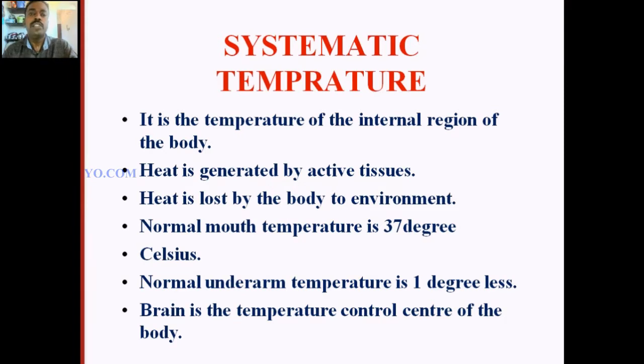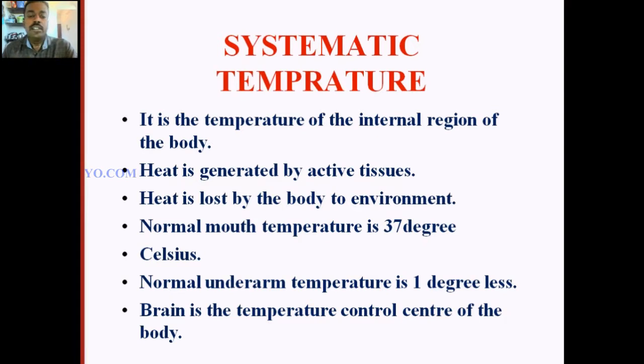Why are we saying mouth temperature? Because when measuring human body temperature, the first place is the mouth, that means below our tongue, or in our arm, that is underarm. So these two are important places to measure the temperature. Okay, right? So the normal mouth temperature is 37 degrees Celsius, that is for a normal human. And the normal underarm temperature, underarm means this area.